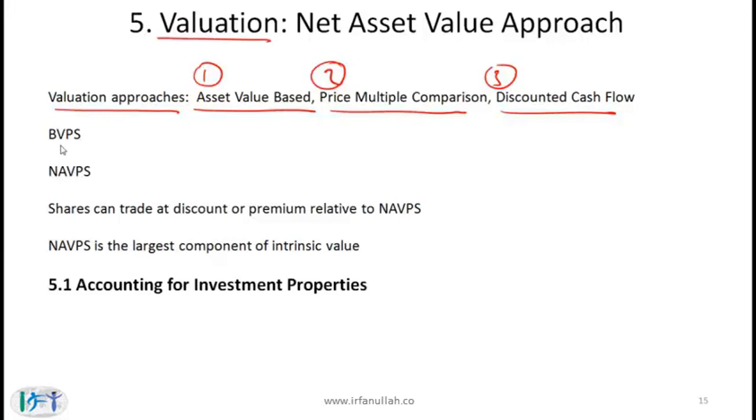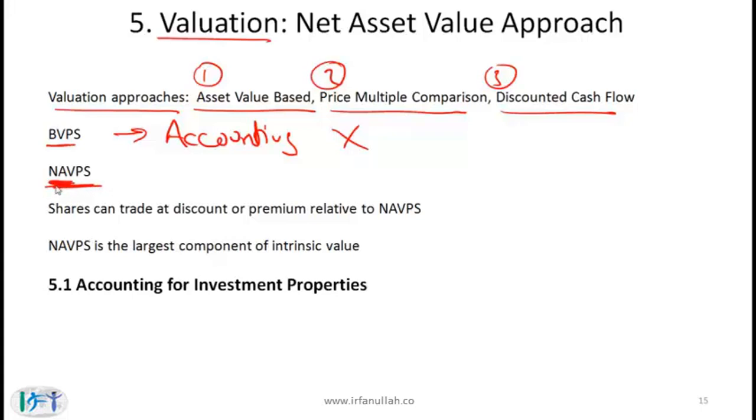When we talk about the value of assets, we can either take a book value perspective or a NAV perspective. Book value per share simply looks at accounting book value on a per share basis, and this generally is not used with REITs because there can be a substantial difference between accounting book value and the fair market value. So the relevant metric is NAVPS, which stands for net asset value per share.